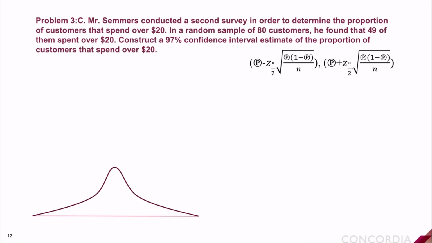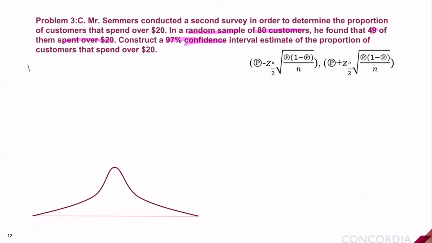Problem 3C. Mr. Simmers conducted a second survey in order to determine the proportion of customers that spent over $20. In a random sample of 80 customers, he found that 49 of them spent over $20. Construct a 97% confidence interval estimate of the proportion of customers that spent over $20. Let's highlight the important information he gave us. It tells us that the sample size is 80 customers, and that he found 49 of them spent over $20, and the required confidence level is 97%.